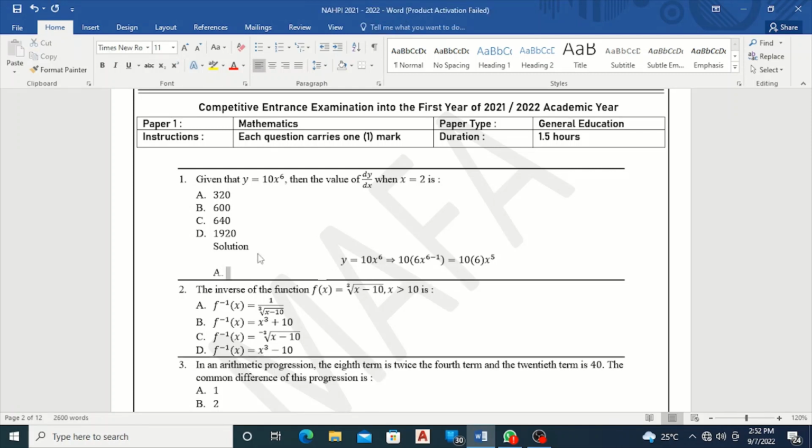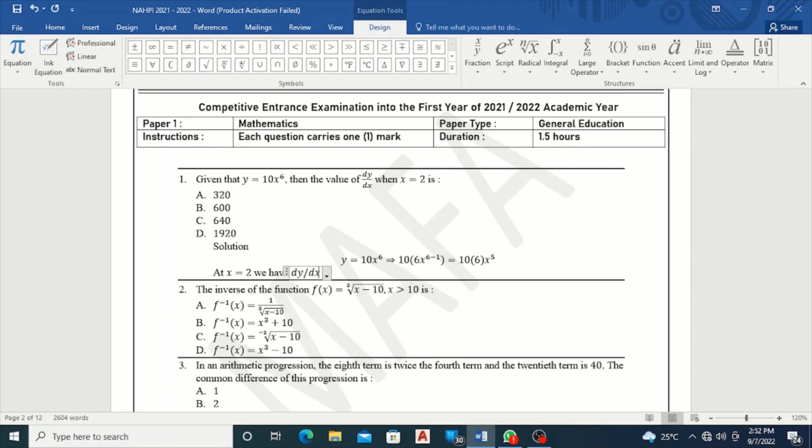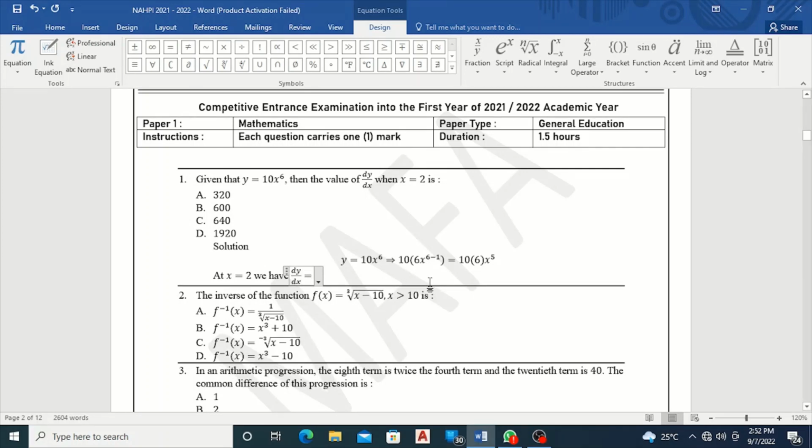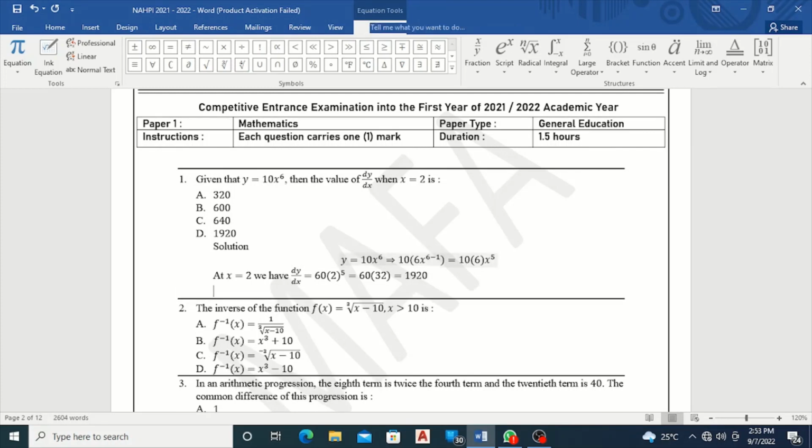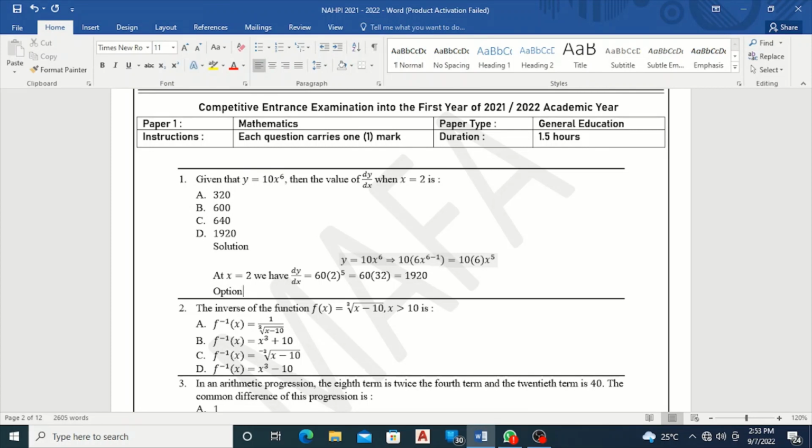So at x equal to 2, we have our dy by dx to be equal to 10 times 6 is 60, then 2 raised to the power 5. Alright, so we have 60 times 32. Remember, in the concours you use calculators, so I'm going to use my calculator and punch. 60 times 32 is 1920, so equal to 1920. Alright, so the correct option is option D. Option D is correct.